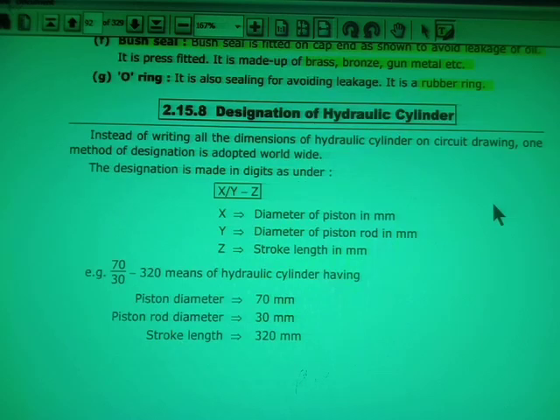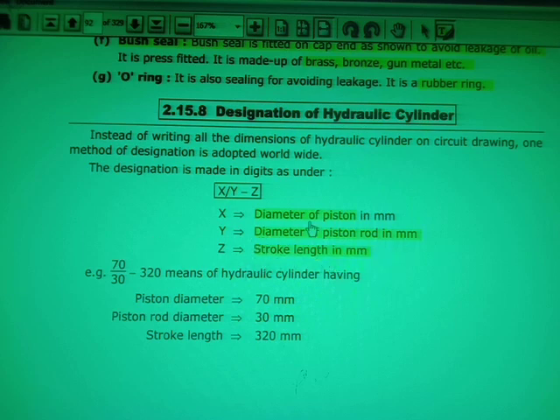Generally when you go into the market for purchasing a hydraulic cylinder, hydraulic cylinders are designated by some parameters, and there are only 3 parameters which define the hydraulic cylinder. And what are those 3 parameters? Number 1 parameter is the diameter of piston, in mm. Second parameter, diameter of piston rod, and third is the stroke length of the piston.